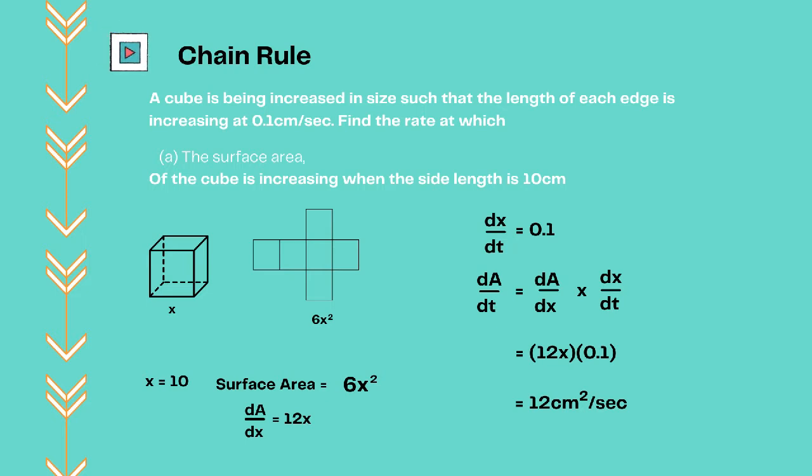Now we're going to find the rate of change of surface area with respect to time when the side length is 10 centimeters. Okay, now back to the calculation. dA over dt is 12x multiplied by dx over dt, which is 0.1. Now we replace x with 10, and we have 12 times 10, which is 120. Then times 0.1, and the last answer is 12 centimeters squared per second.